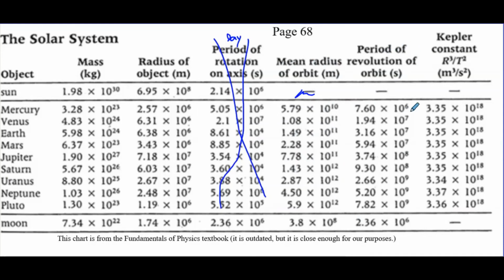Period of revolution of orbit, this is a year. So if you want to remember that, this is how long it takes to go around the sun. Now the moon, again, this is how long it takes to go around the Earth. Roughly every 28 days the moon goes around the Earth, so that's why this number is quite a bit smaller, but this is all in seconds, and this is roughly how long it takes for Earth to go around the sun. So 3.16 roughly times 10 to the 7 seconds.